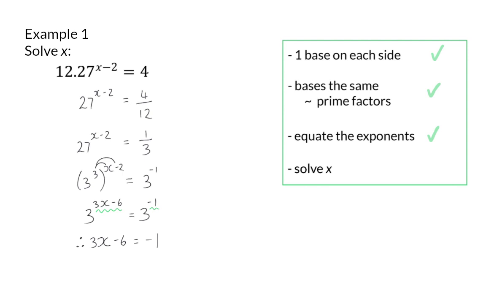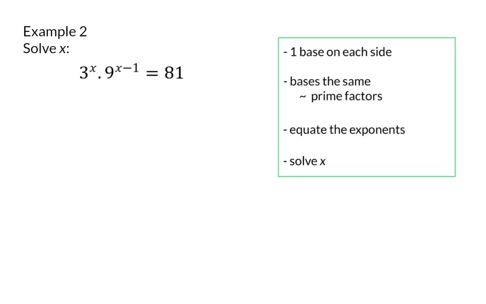Now we have a normal linear equation, and I'm going to start off by adding 6 on the right to get a positive 5. And then I can divide by 3 to get a final answer of 5 over 3. In example 2, we're going to make use of some knowledge that you gained in video 2. If you want to go and have a look at that again, you can follow the link in the description.